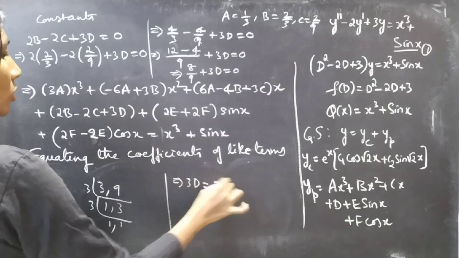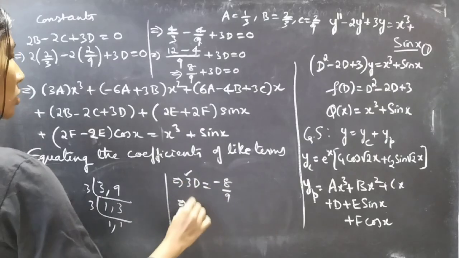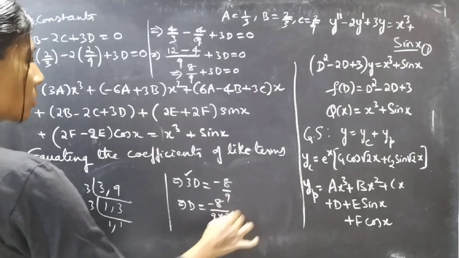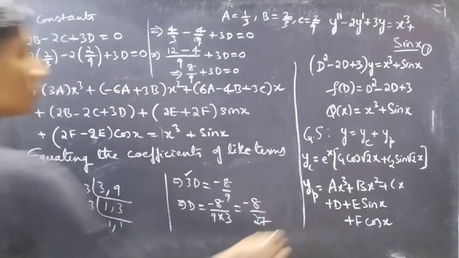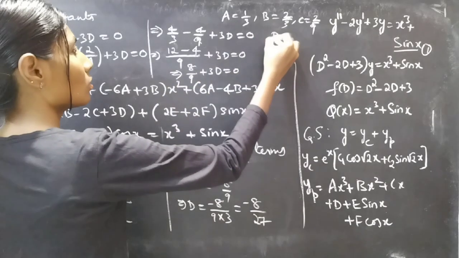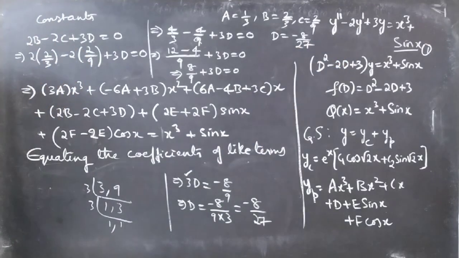Can write it as 3d equal to minus 8 by 9. Now take this 3 to RHS, we'll get d equal to minus 8 by 9 into 3, which is 27, which gives us minus 8 by 27. So you got the value of d also, d equal to minus 8 by 27.